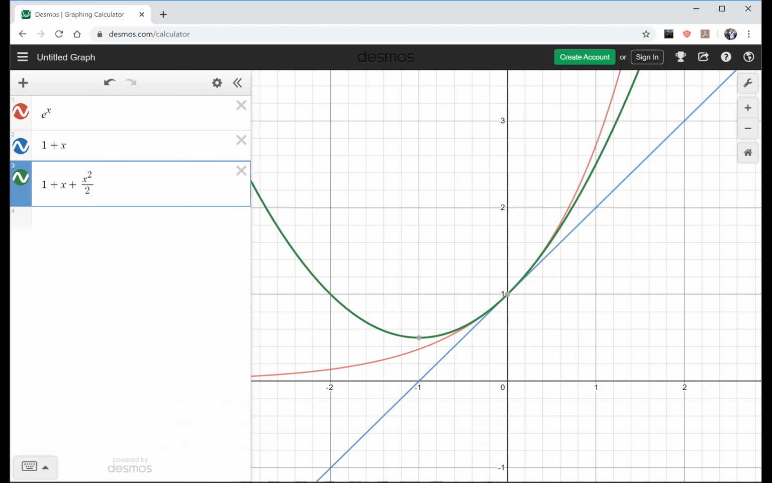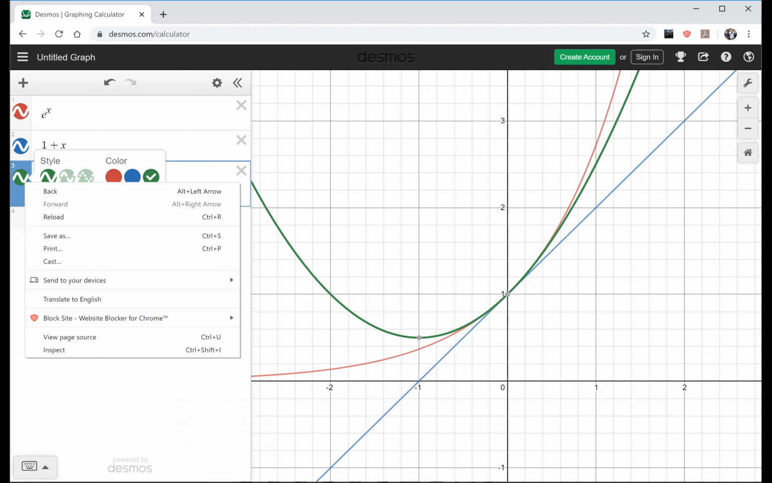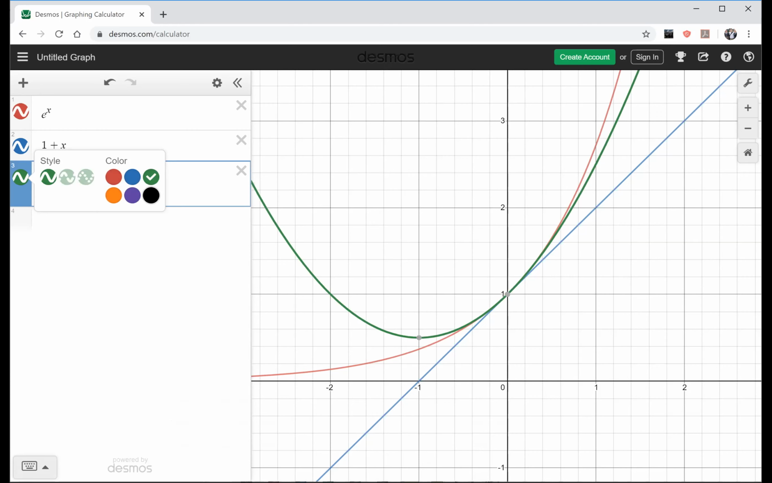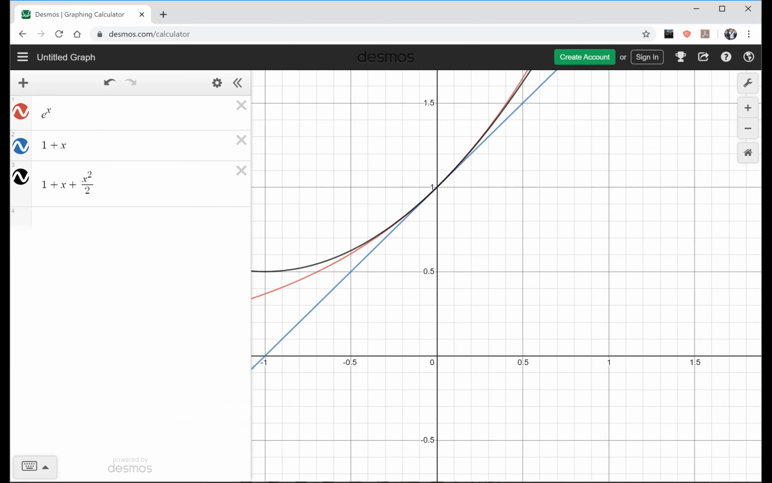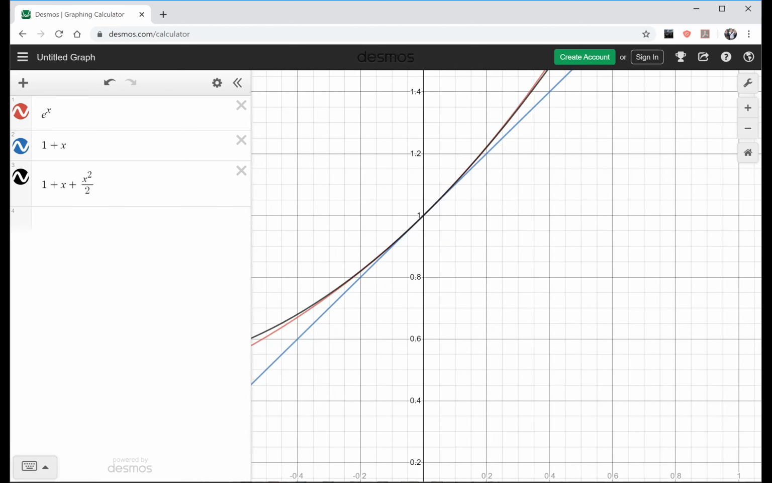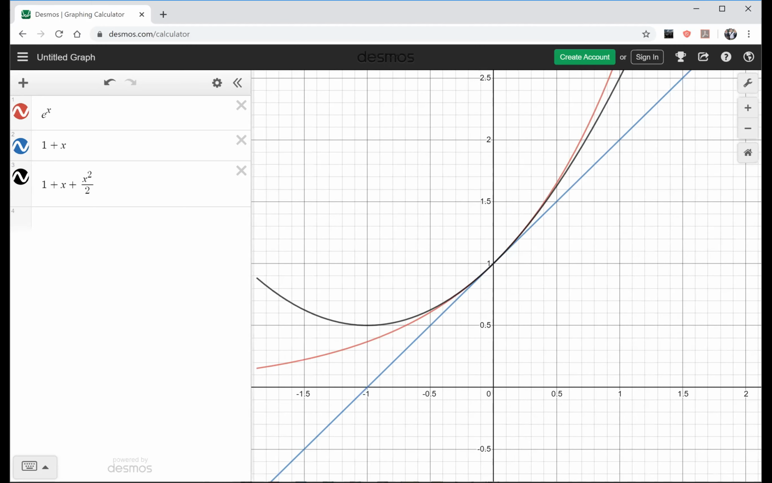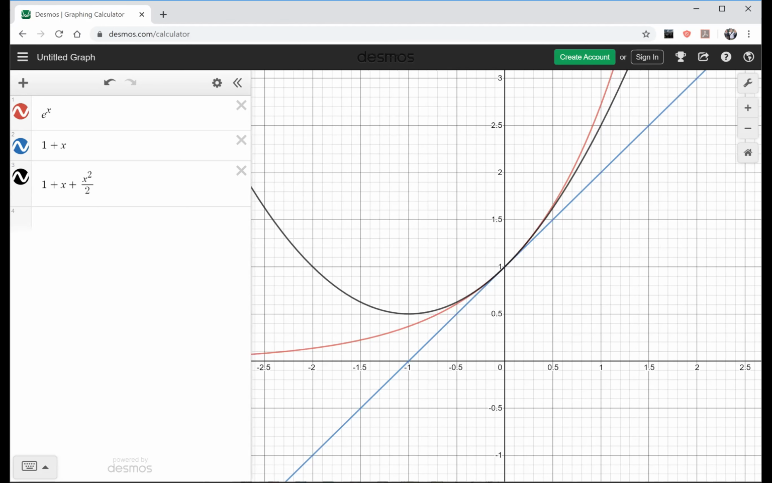Okay, so we actually have to zoom in here quite a bit to see the difference between the green line and the red line. Let's see if I can use a different color. Let's use black. Okay. So the red function is the function I want. That's my exponential function. And the black one is this approximation.